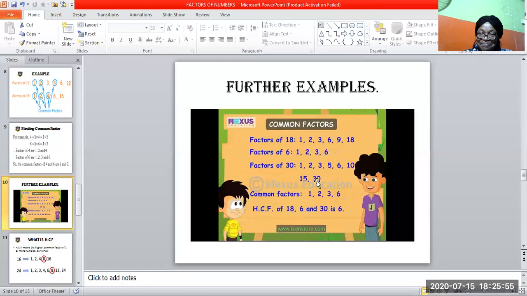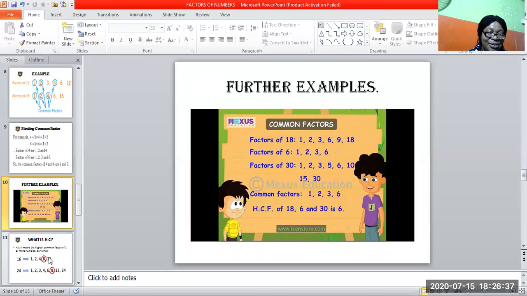But you find out that 1, 2, 3, and 6, you find it in number 18, number 6, and number 30. These ones have groupings. These ones have friends. These ones are related all through the numbers. These ones stand strong in group. They have their twin sisters in the other numbers. But where you cannot find a twin for any number, it is not a common factor. Do you understand? Very good.